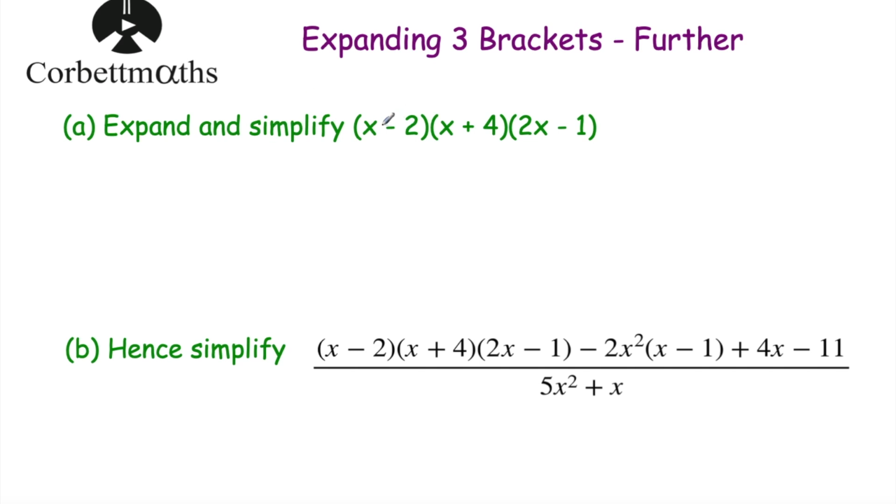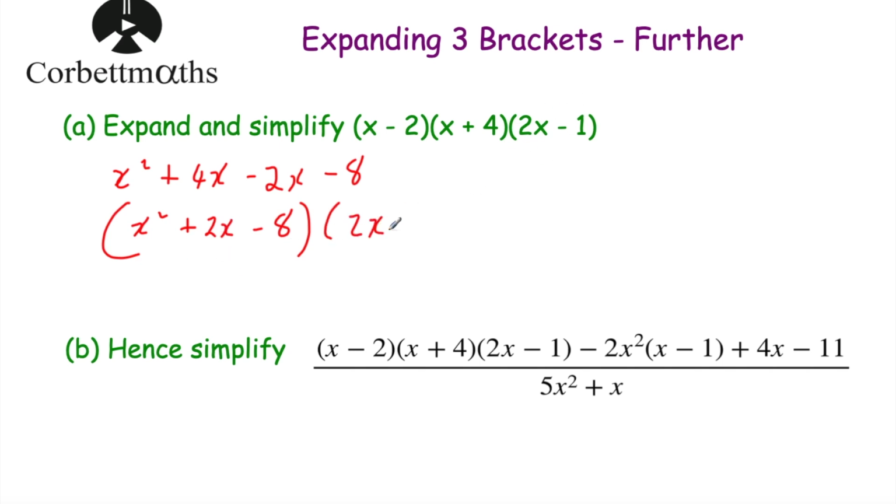So we want to expand this. So let's expand our first two brackets. So x times x would be x squared. X times 4 would be 4x, so plus 4x. Minus 2 times x would be minus 2x. And minus 2 times 4 would be minus 8. And then if we simplify the x's in the middle, we'd get x squared, 4x take away 2x would be plus 2x, and then minus 8. So expanding our first two brackets would give us this: x squared plus 2x minus 8. And then we've got our last bracket, which is then 2x minus 1.